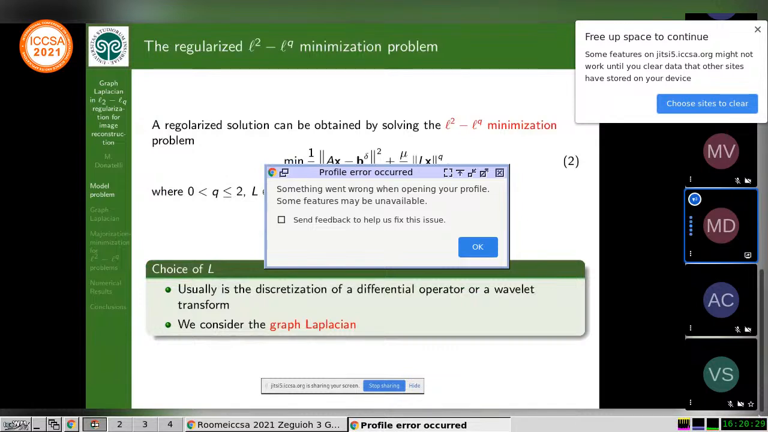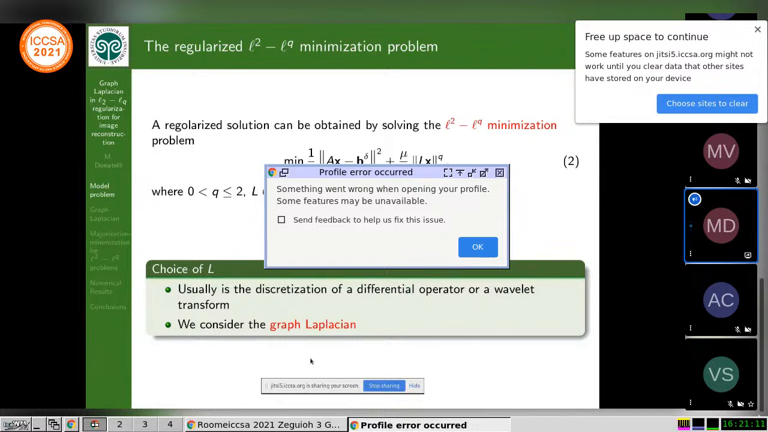So, as I said, we apply the Tikhonov L2-LQ regularization, where we have a regularization operator L, and we assume, of course, a trivial intersection of the null spaces of our two operators A and L. Usually we know that L is a differential operator or a wavelet operator if we want to sparsify our solution, but what we use in this talk is the graph Laplacian.